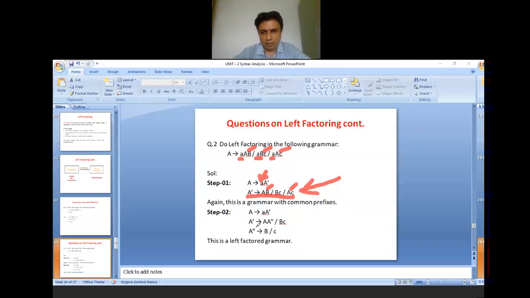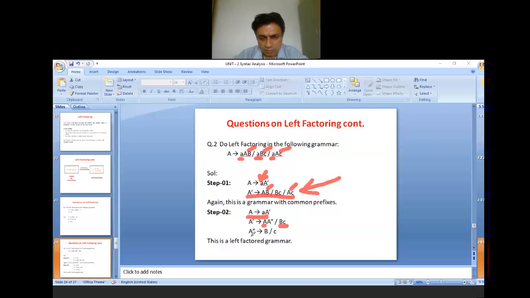Now in step 2, you can see the first production is as it is, because we already converted it. But in the second production, A dash produces, here only a is common in two productions and not in the third production. So we can take the common part from these two productions. Here a is common, so we write a and A double dash, and bc, not containing any common factor, we write as it is.